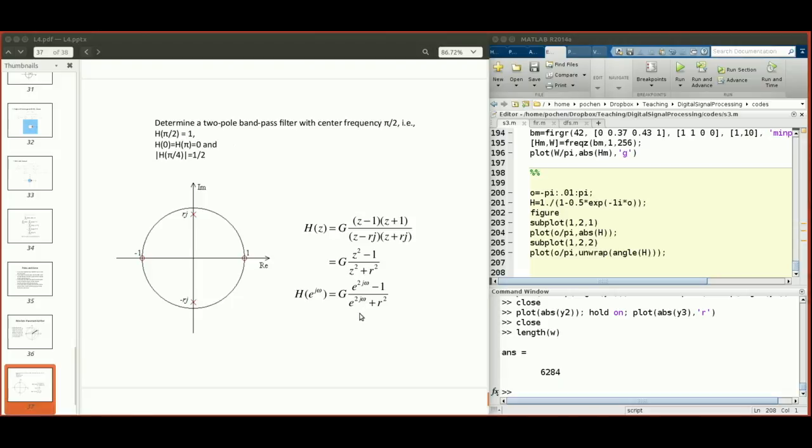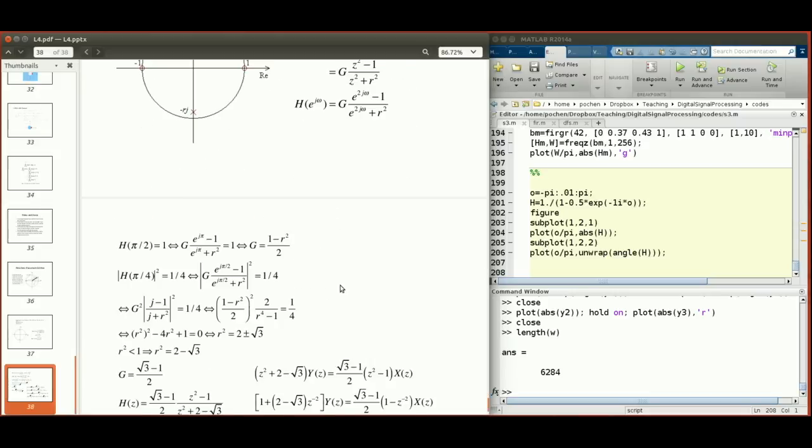But we have two numbers that are not determined yet. One is big G, the gain, and then we have R. We know that R must be smaller than unity for this filter to be causal and bounded. But we have two conditions. One is big H(pi over 2) equals 1. That's going to give us one equation. And then we have the other equation: the amplitude of the transfer function at pi over 4 has to equal 1 over 2. That's going to give us another equation. So we have two unknown variables, big G and R, and two equations for determining both variables.